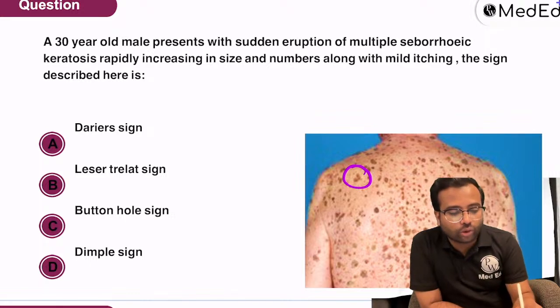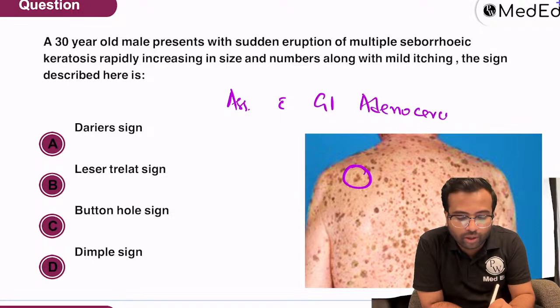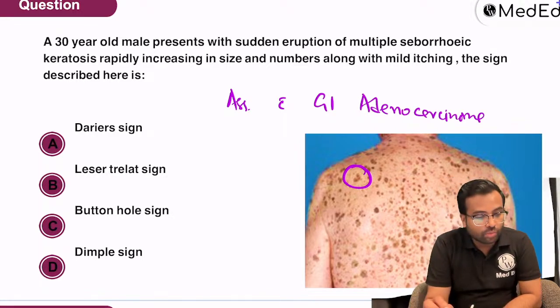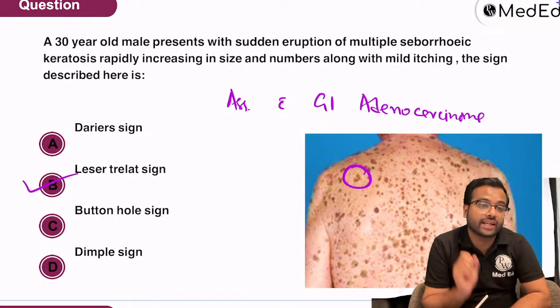because this is very closely associated with GI adenocarcinoma. So yes, what is it? Most of you are answering it right in the chat box. That is the Leser-Trelat sign. Excellent.